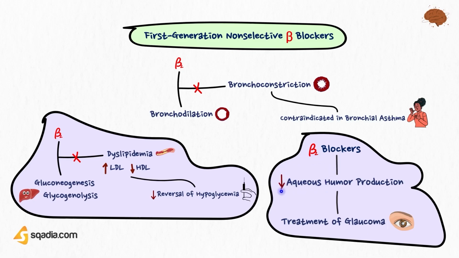Now, beta 2 blockers are given to decrease it. I repeat, first generation non-selective beta blockers. Beta 2 receptors are present in the lungs and they cause bronchodilation. Now, blocking them would cause bronchoconstriction. So, for this reason, they are contraindicated in bronchial asthma patients.